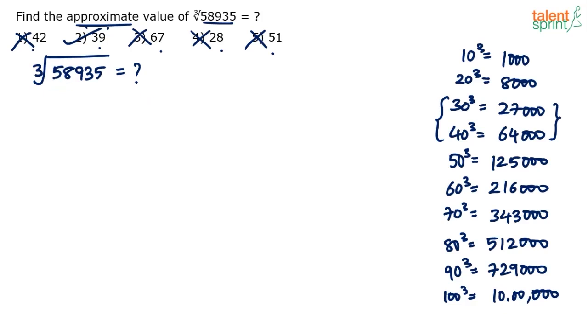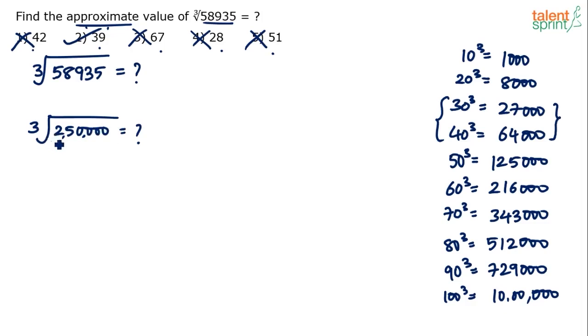However, before solving this question, let's take a simpler number. Instead of dealing with 58,935, let's say we have to find the cube root of 2,50,000. What is the approximate cube root of 2,50,000? Again, 2,50,000 is not a perfect cube because a perfect cube will not have 4 zeros. It will have 3 zeros, 6 zeros, 9 zeros, right? The number of zeros in a perfect cube will be a multiple of 3. Anyway, this is not a perfect cube. You have to find the approximate cube root.